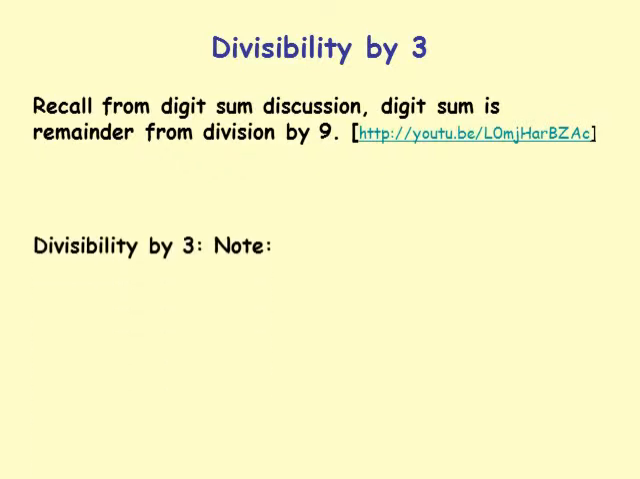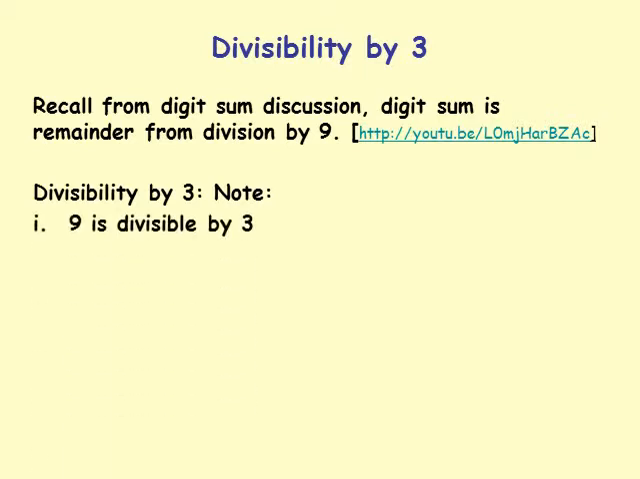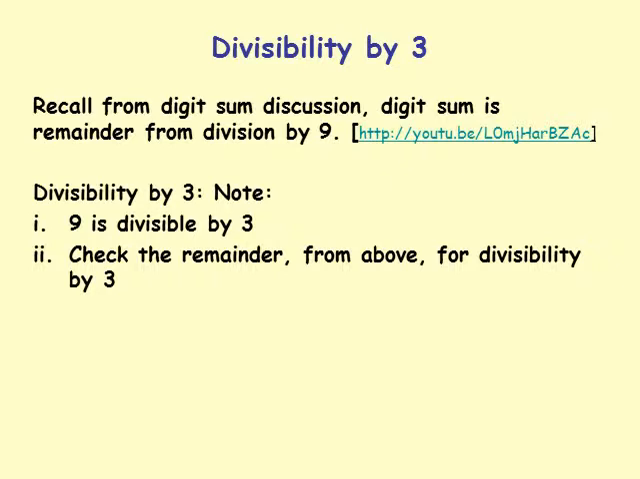Let's continue. So what are we going to do? 9 is divisible by 3. So we first take out all the 9s we can from the number, and what's left over is the same as the remainder of dividing that number by 9. We check that remainder for divisibility by 3. Let's look at an example.